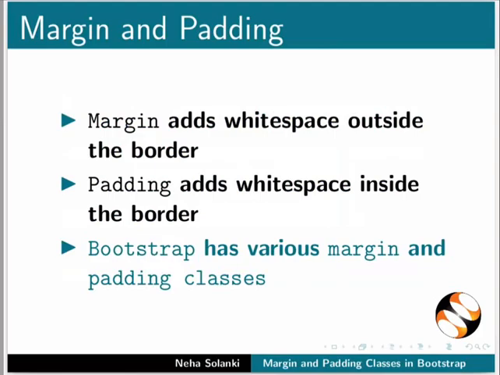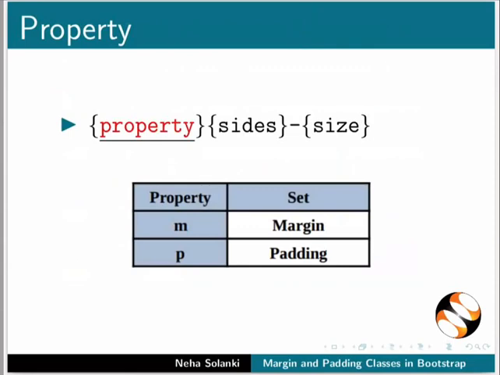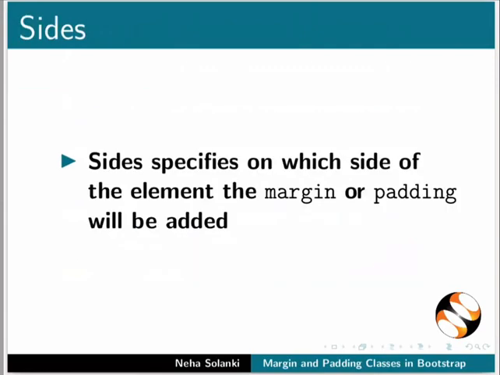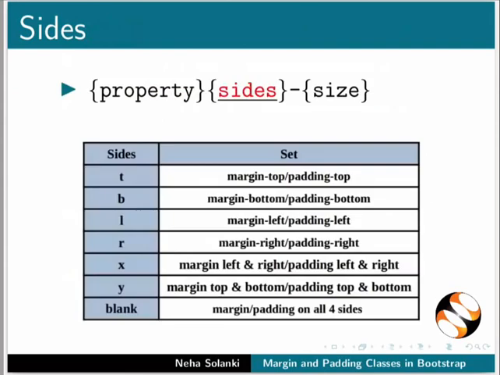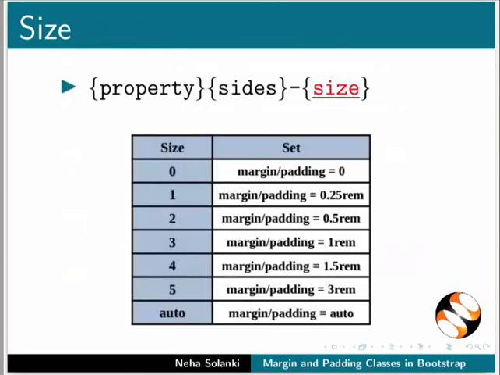Bootstrap has various margin and padding classes. User has to follow the below format for naming the margin and padding classes. Here, property can be either M to set margin or P to set padding. Sides specifies on which side of the element the margin or padding will be added. Sides should be one of the following. Size specifies how much margin or padding will be added. Size should be one of the following. Now let's understand all these with some examples.